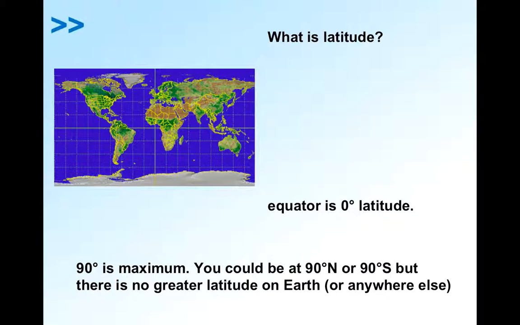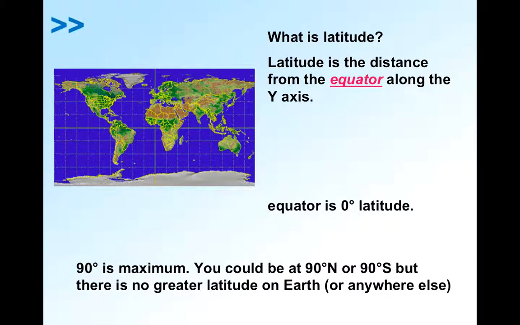Okay. So what is latitude? Latitude is the distance from the equator along the y-axis. So in other words, here's my x-axis. Anything that runs parallel to this line, any line that runs east and west as well, is measured from the x-axis but goes along the y-axis. It is always expressed in degrees.